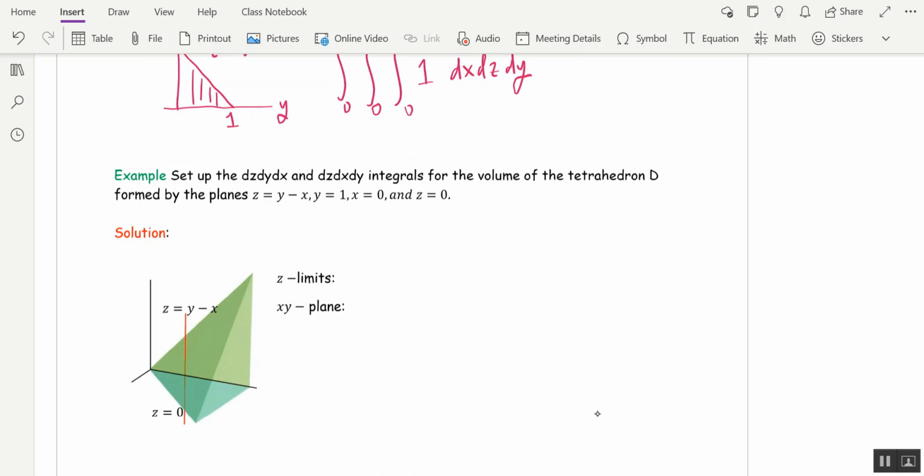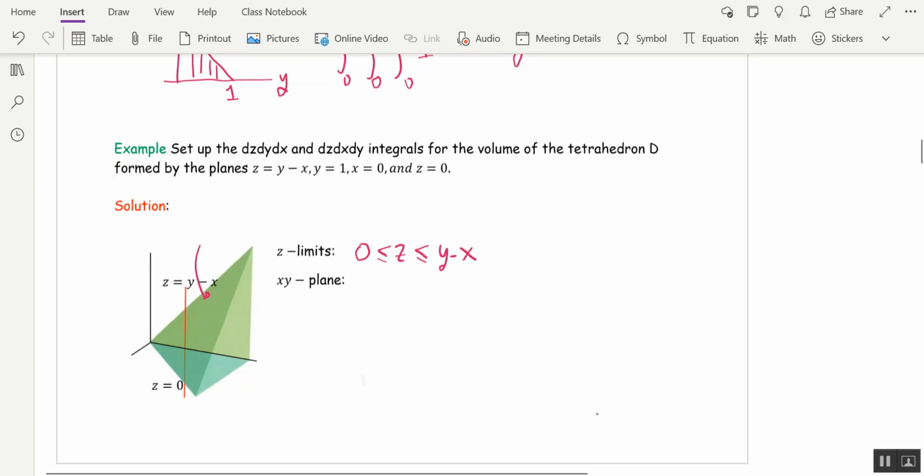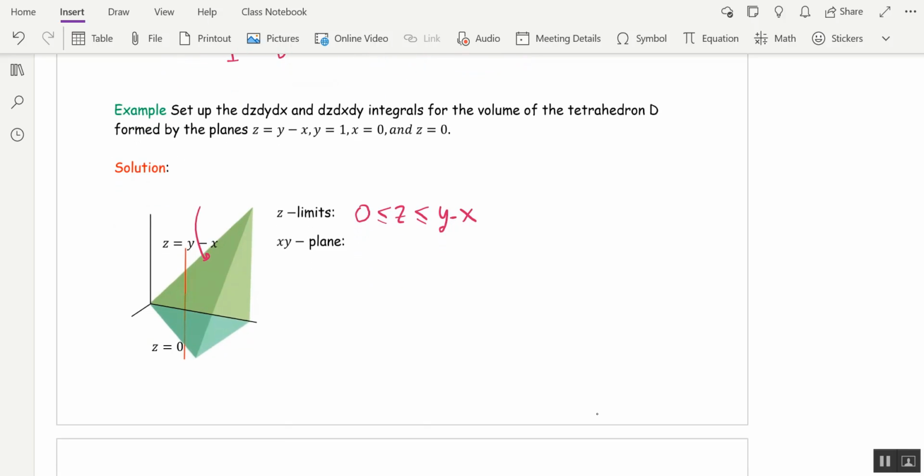They enter on the plane z equals 0, and they leave on this plane right here, which is y minus x. Now for the xy limits, I want to project that region onto the xy plane. And when I do that, I'm going to get a triangle. Down here, this is the line y equals 1. And then this line is y equals x, because in this equation, if I set z equals 0, I get y equals x. So this is y equals x, and there's my region.